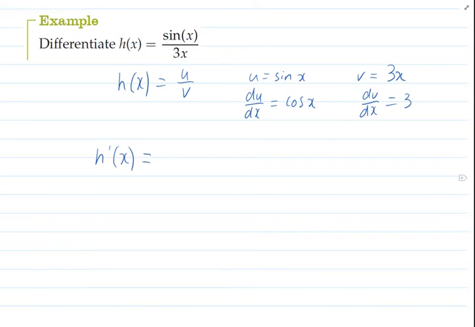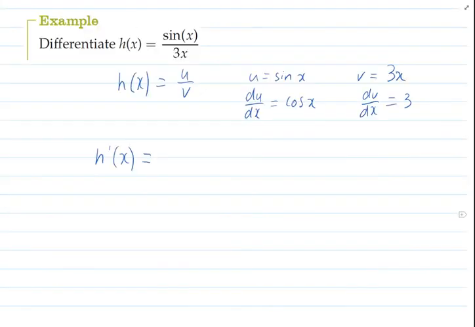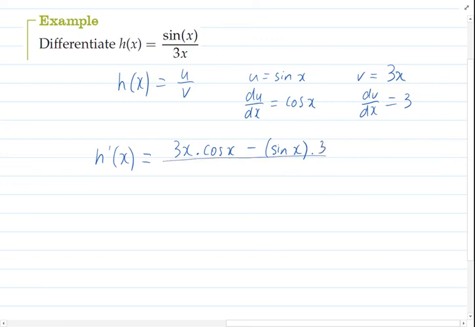So now I'm going to write out my substitution for the quotient rule. So let's just bring up the quotient rule again. So there's our quotient rule. Let's get rid of that. So we've got v times du by dx, so we'll write that out. I'll write it on top. v times du by dx, which is cos x, minus u, which is sine x, times dv by dx, which is 3, and that's all over v squared, so all over 3x squared.